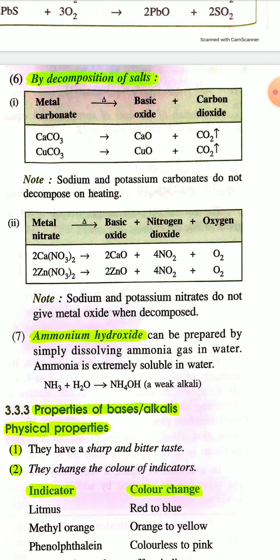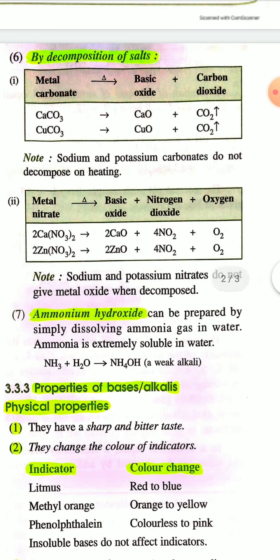Next is heating of metal carbonate to produce metal oxide and carbon dioxide. Similarly, when a metal nitrate, that is M(NO3), is heated, it decomposes to form basic oxide, nitrogen dioxide and oxygen gas. Here there are three products: metal oxide, that is basic oxide, plus nitrogen dioxide plus oxygen gas.